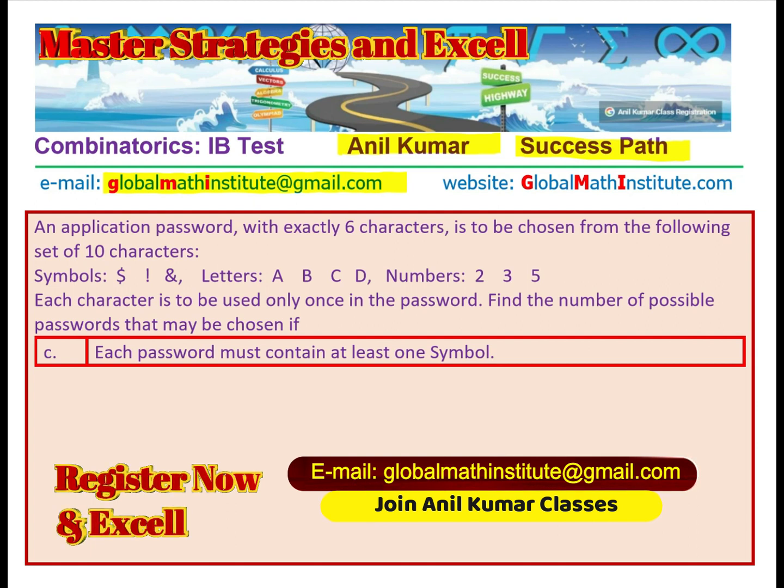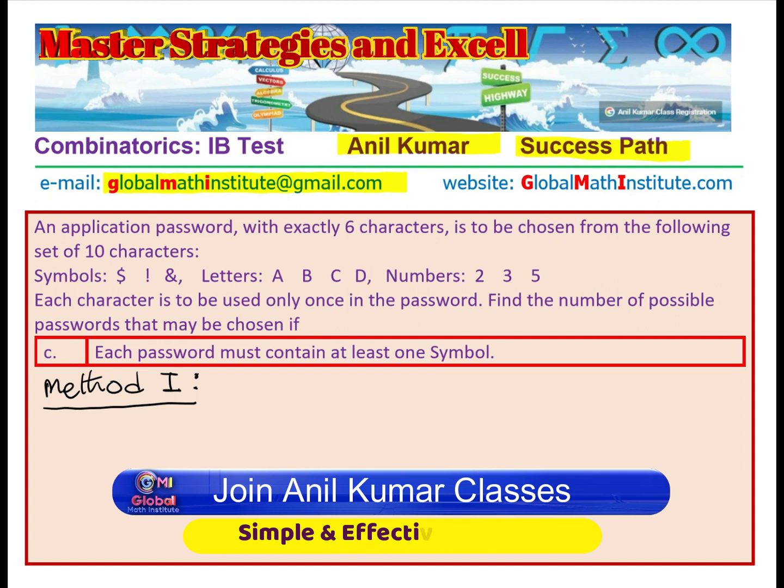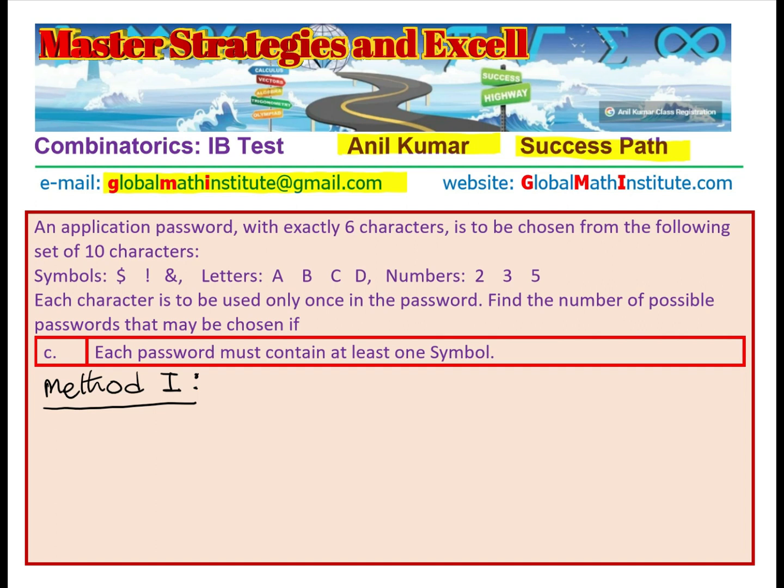Great. So let me call the first one method 1. So again, the problem is that we need to create a password with exactly 6 characters. Nothing repeats. We have 10 characters at hand to choose from. Symbols, there are 3 symbols, four letters, and there are three numbers. Now it says each password must contain at least one symbol.